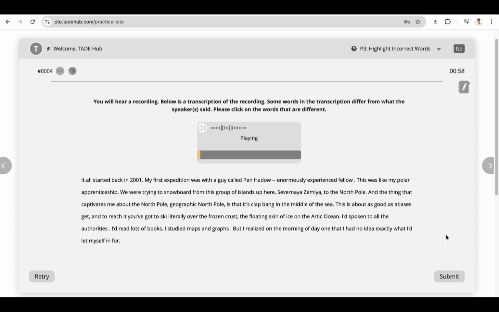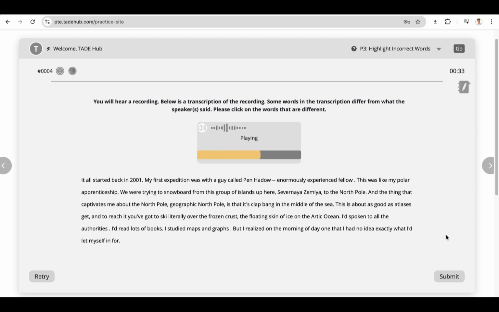It all started back in 2001. My first expedition was with a guy called Pen Hadow, enormously experienced chap. This was like my polar apprenticeship. We were trying to ski from this group of islands up here, Severnaya Zemlya, to the North Pole. And the thing that fascinates me about the North Pole, the geographic North Pole, is that it's slap bang in the middle of the sea. This is about as good as maps get.